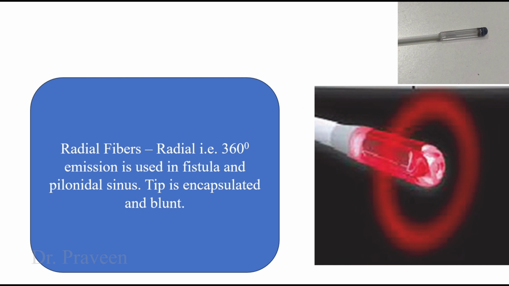Next comes the radial fiber. Radial, that is 360-degree emission, is used in fistula and pilonidal sinuses. Here you can see in the photograph that the tip is coated with some black paint-like structure, which won't allow any energy delivery in the straightforward direction. Whatever energy comes, it will split that energy in 360 degrees. So when you are dealing with tubular structures like a fistula or sinus, and you want to burn or laserize the wall of the fistula or sinus tract, these kinds of fibers are used.